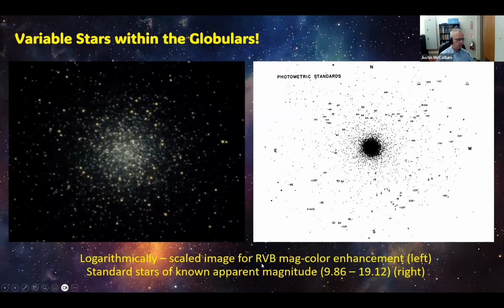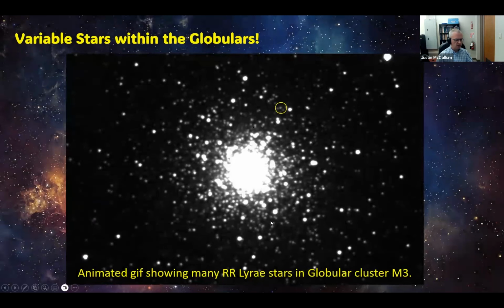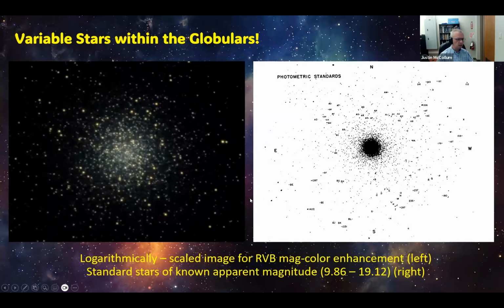But right here, there's what we call the logarithmically scaled imaging, where we can look at the color of the star based on its magnitude. The brighter stars are a bit more bluish and the redder stars are a bit more faintish. We find a range of magnitude, particularly between 10th and 19th magnitude, for this globular cluster M3. We can catalog these stars and use them as basically standards to measure the brightness of all the other stars in a globular cluster, and then look at the pulsation rate.